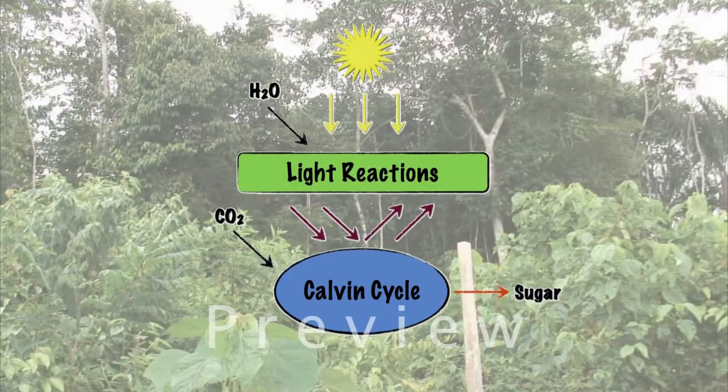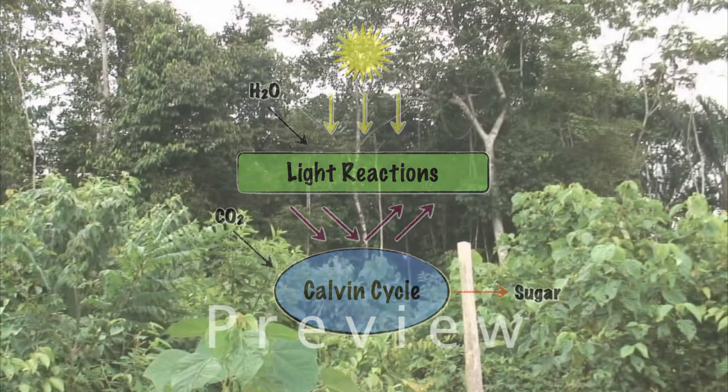You may recall that photosynthesis is the process by which green plants convert carbon dioxide and water into carbohydrates in the presence of sunlight. Carbon dioxide is reduced to a carbohydrate and water is oxidized into oxygen.